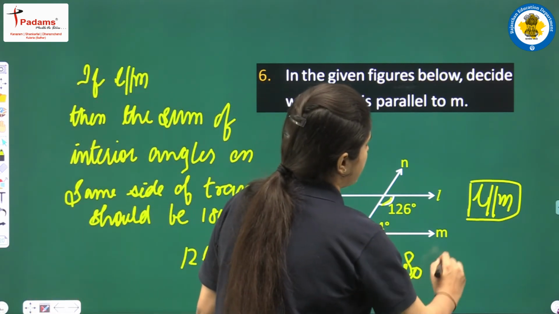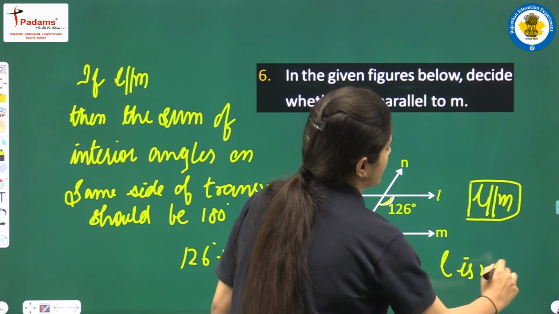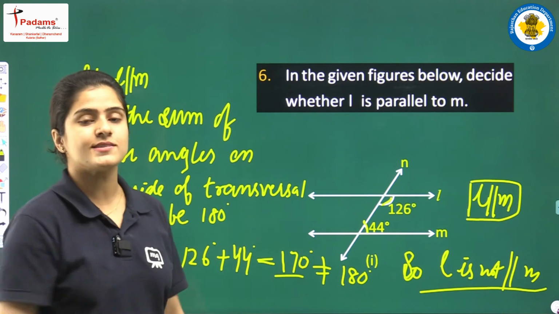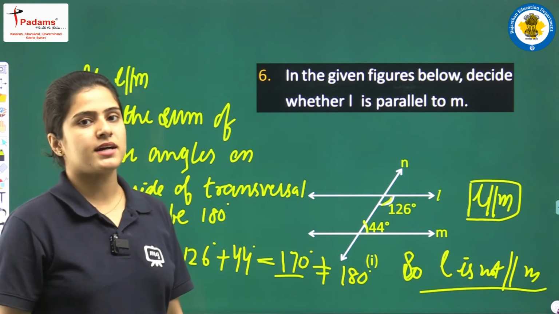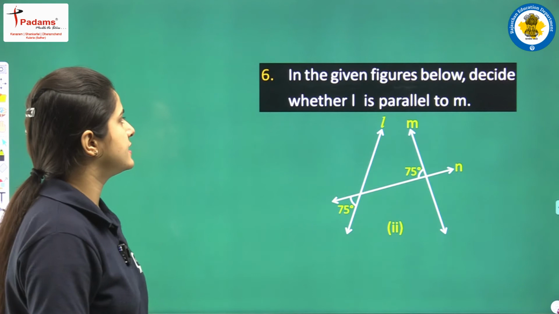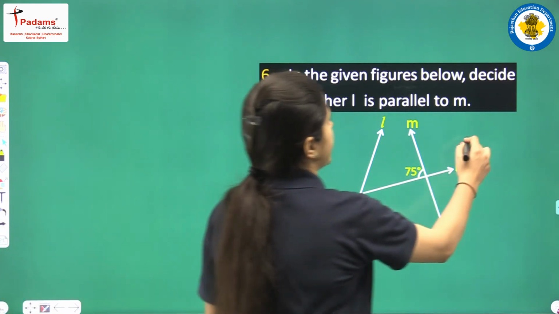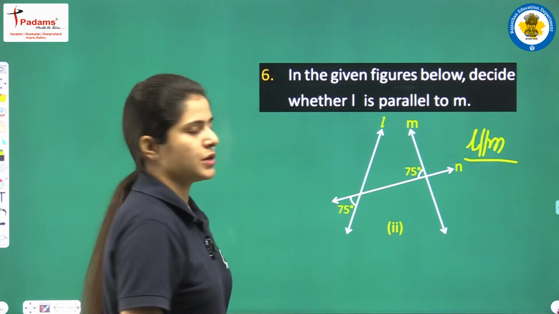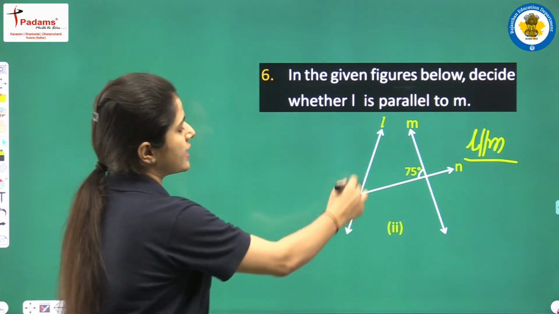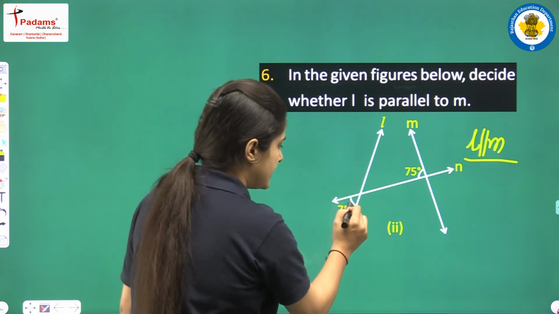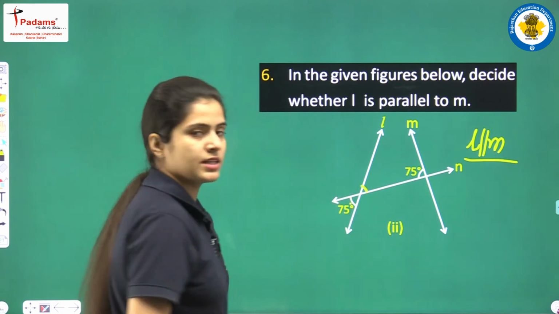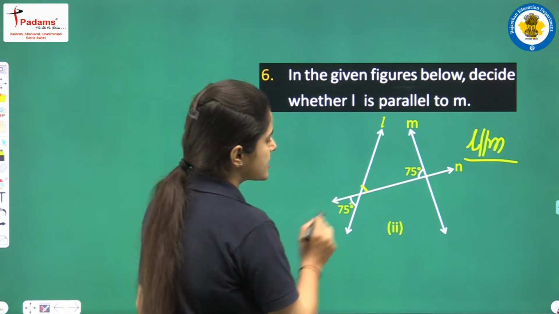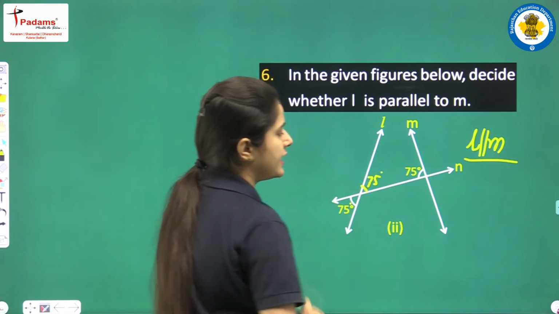So it means line L is not parallel to M. Okay students, so this is the solution. Have a look at the second part, students. What is the second part saying? Now you have to check whether L is parallel to M. If these two lines are parallel, you have to check this. First of all, these two angles are forming vertically opposite angles. So if this is 75, this will also be 75 degrees, right?